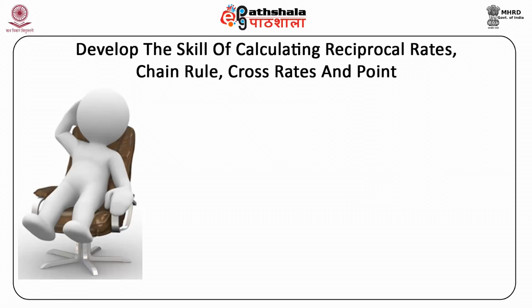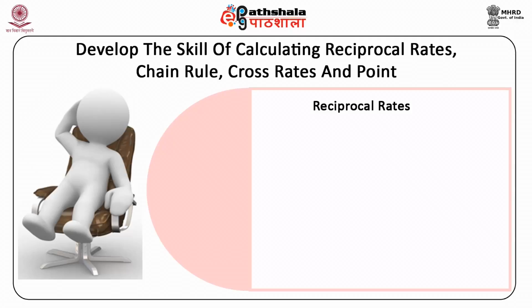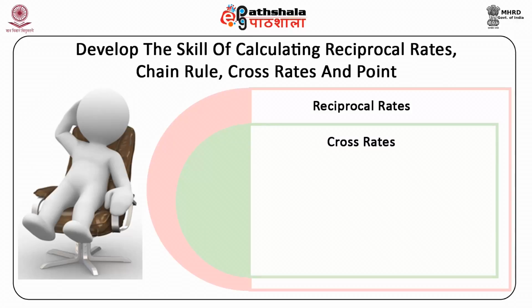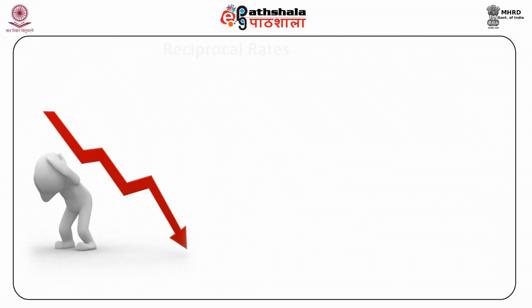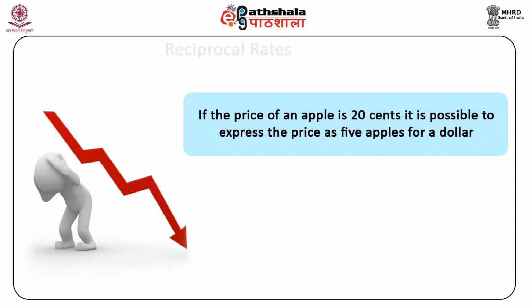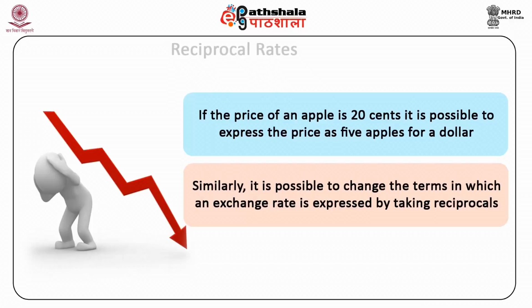Next, we will be talking about developing the skill of calculating reciprocal rates, chain rule, cross rates, and points. Reciprocal rates, cross rates, chain rule, points. First one is reciprocal rates. If the price of an apple is 20 cents, it is possible to express the price as 5 apples for $1. Similarly, it is possible to change the terms in which an exchange rate is expressed by taking reciprocals.